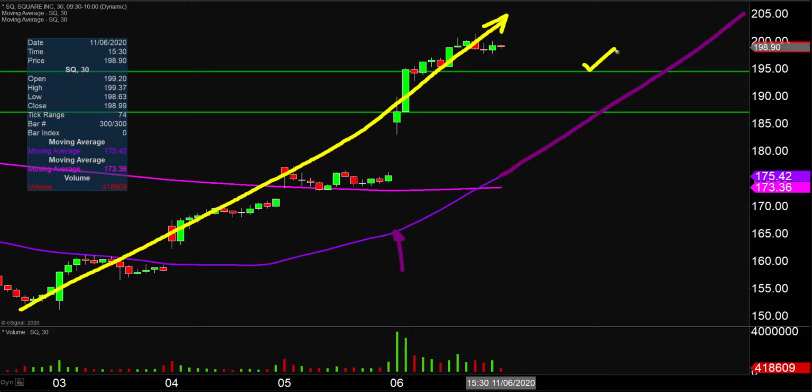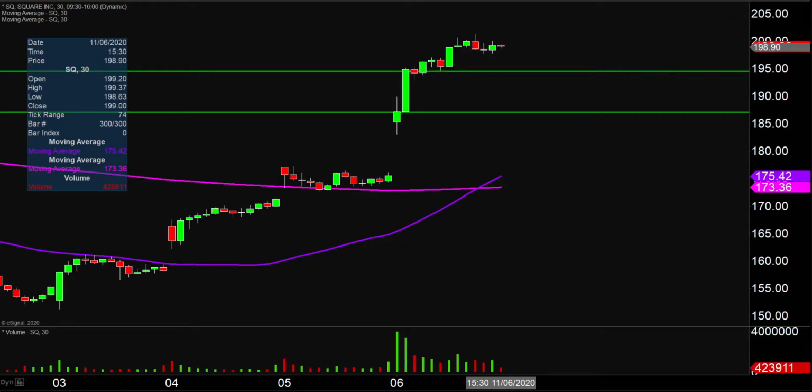Again, staying above 195 would be fantastic, but from the grand scheme of it all, as long as the price is above that purple line, the bulls 100% own the chart. As far as areas of resistance are concerned, they just truly don't matter.